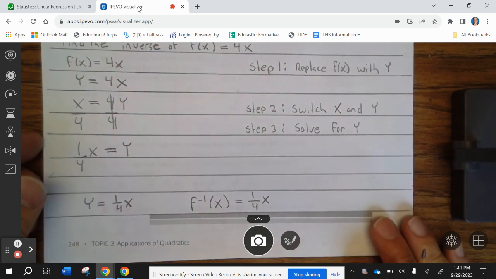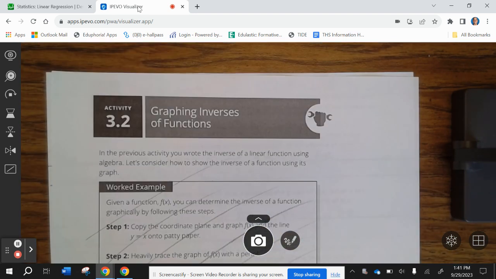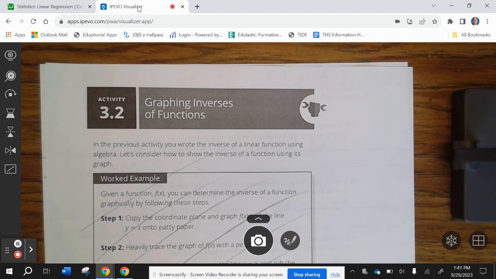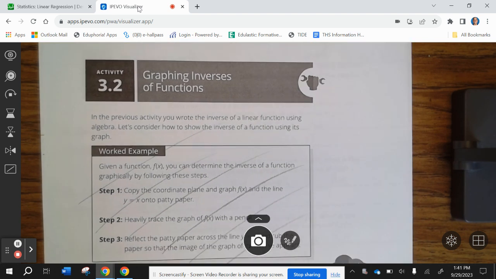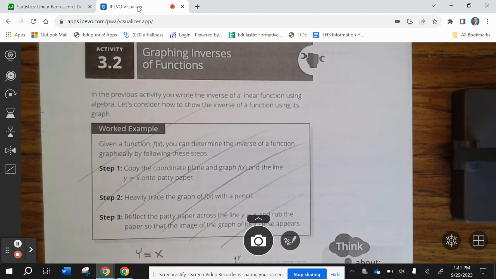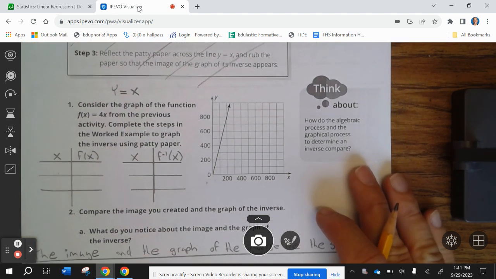All right, let's take a look at the next page. All right, activity 3.2, graphing inverse functions. In the previous activity, you wrote the inverse of a linear function using algebra. Let's consider how to show the inverse of a function using a graph. All right, you can mark off the worked example, and let's take a look.